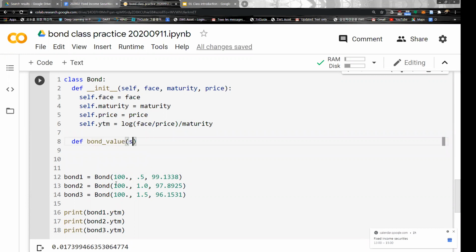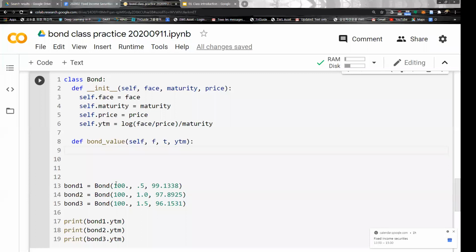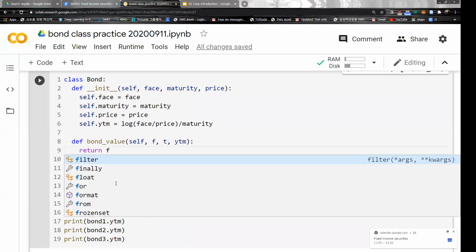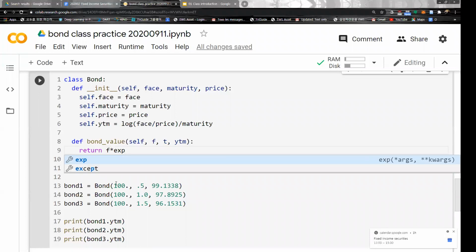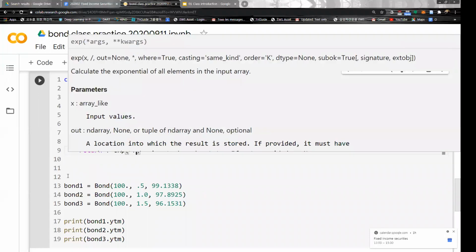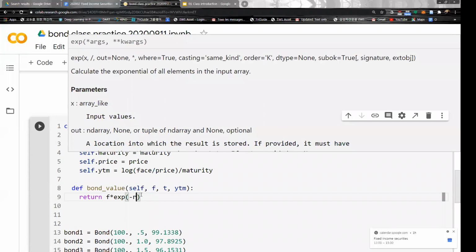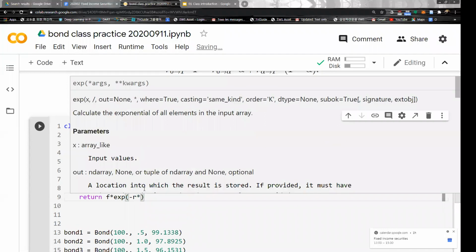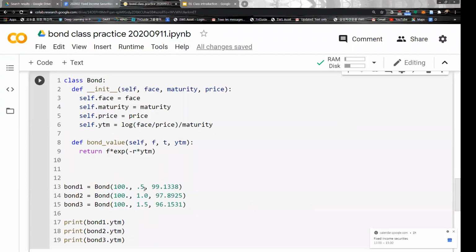And then of course I have to call self first because it calls the instance. And then to get bond value I need F, and then I have T and YTM. And then what we have to do is return F, face value, multiplied by exp minus R multiplied by YTM, right? Then we have a bond value.